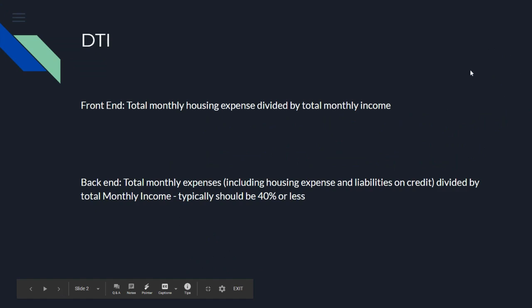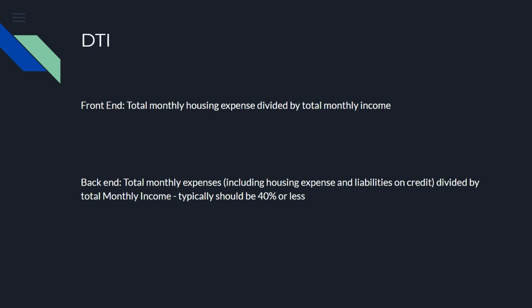All right, DTI. So DTI, again, debt to income. There are two ratios, right? Two debt to income ratios. There's what we call the front end ratio or the housing expense ratio. And to find that, it's your total monthly housing expense divided by your total monthly income, right?